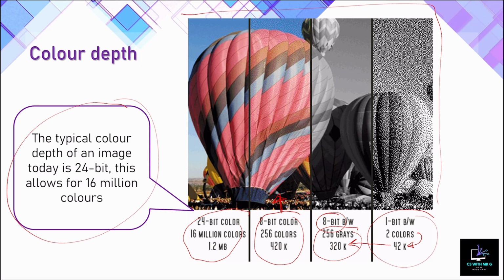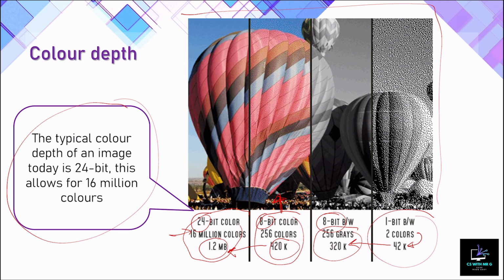But the point is, as you can see, the file size is starting to grow. If we look at the jump from 8-bit colour into 24-bit colour, we go from 420 kilobytes to 1.2 megabytes, which if we look at the pattern, 8 bits into 24, it's triple the size, and 420 times 3 is roughly 1.2. So the file size has tripled because we've introduced 3 times the amount of bits.